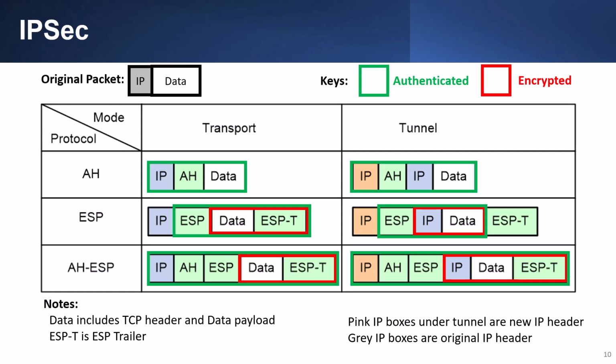This slide shows you what happens to the original packet that includes the IP header, transport layer header, and data. As you can see, regardless of which mode and protocol you use, most of the content is authenticated, which provides where the packet came from, and its integrity, which will show if the packet has been modified, tampered, or corrupted.